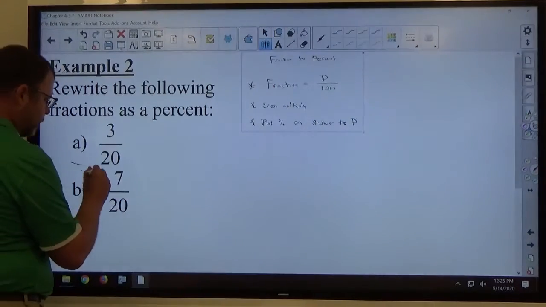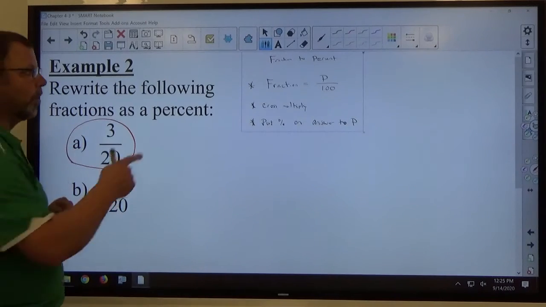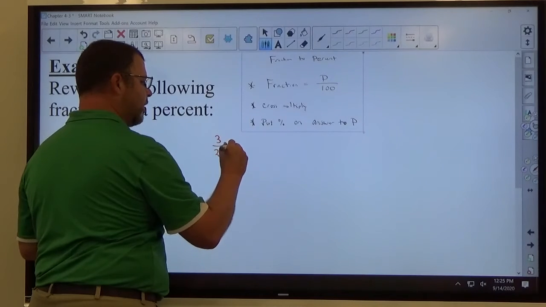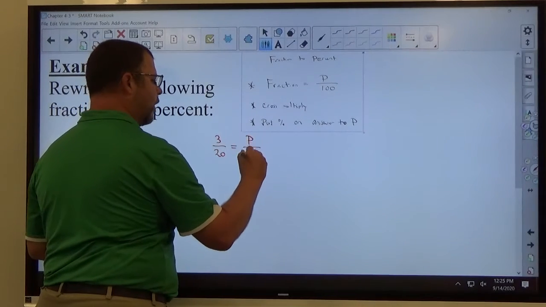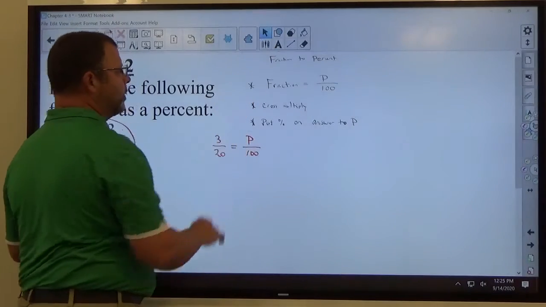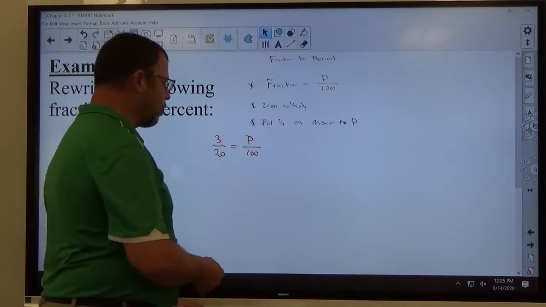I'm going to do part A in red. The fraction they gave me in part A is 3/20. So step 1 is take whatever fraction they gave me, 3/20, set it equal to P over 100. That's always step 1. Once you've applied step 1, then you're going to solve for P. What we've done is we've created a proportion. We've already seen that this chapter. When we see a proportion, we're going to do the cross products.